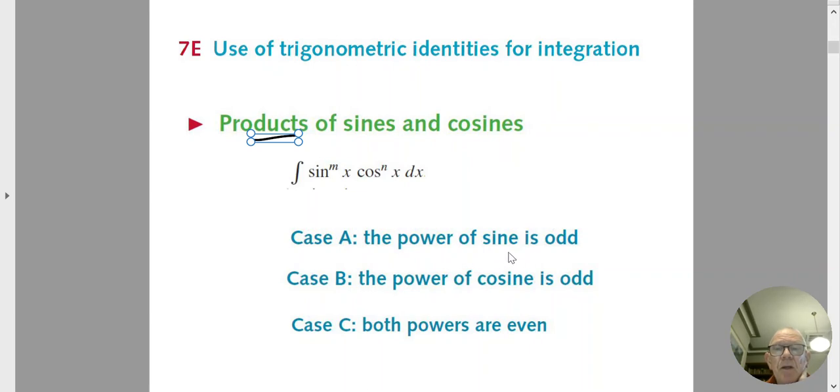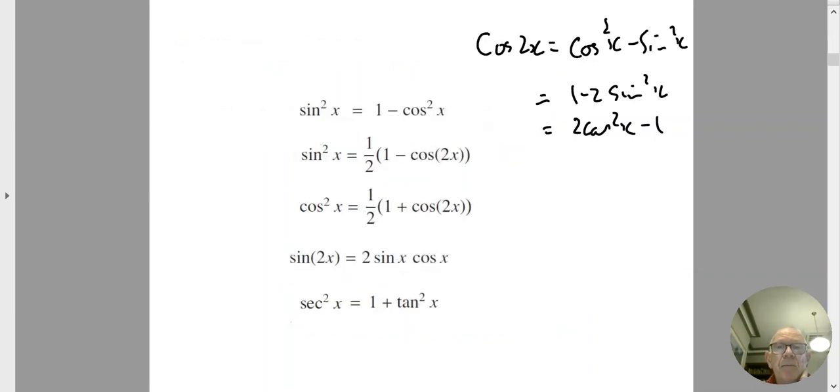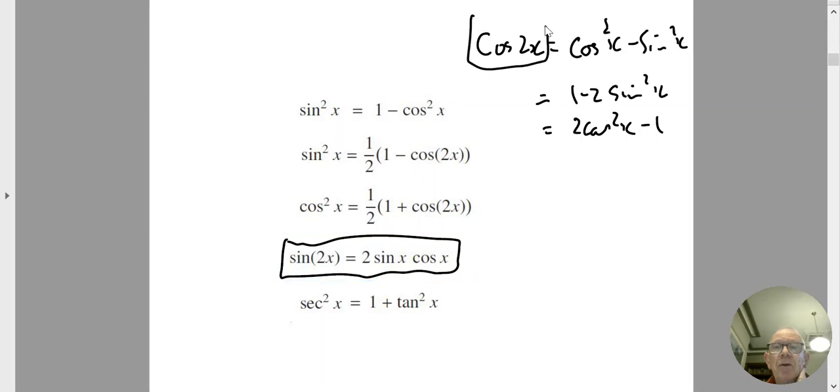Case A is when the sine is odd, that is m is an odd number, or the power on cosine is odd, that's case B, and then case C, where both powers are even. Some examples. Now remember, these are the trigonometric identities that we're going to play around with, the double angle formulas for sine and for cos.